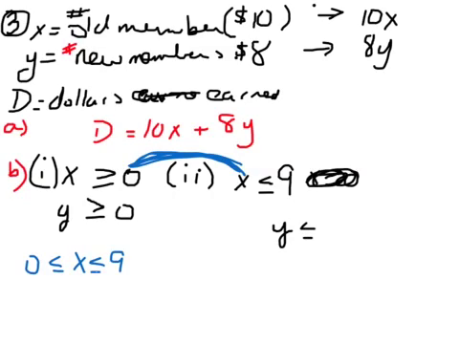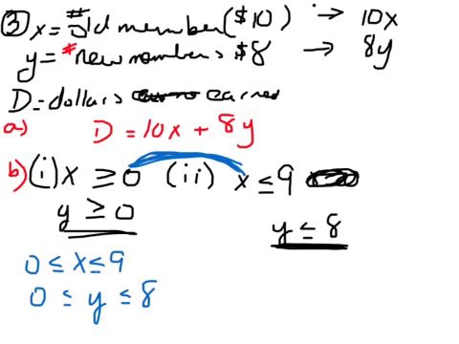The most new members there are is 8, okay? Now, I know from over here that if Y could be 8, it could be less, but it's got to still be greater than 0, doesn't it? So these two facts I can put together and make a new equation. And that would be 0 less than or equal to Y less than or equal to 8.